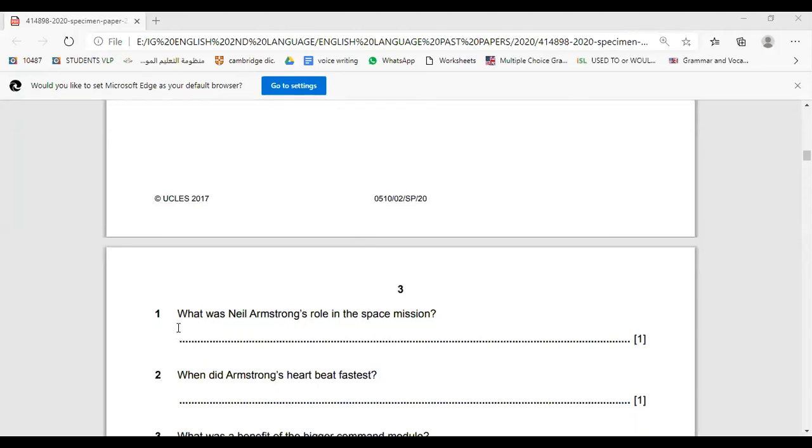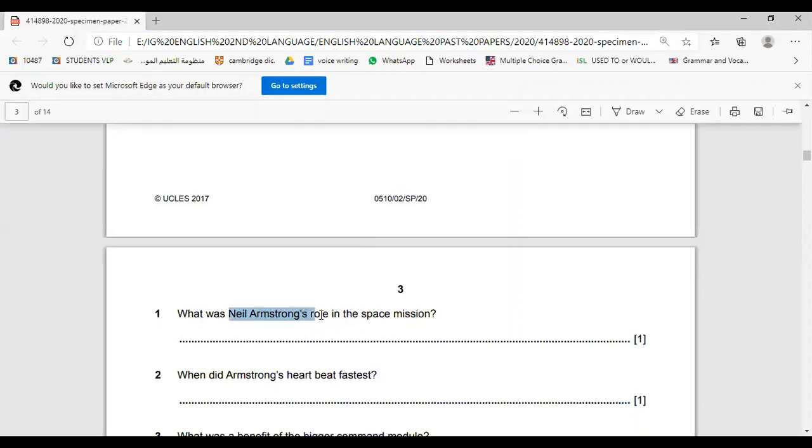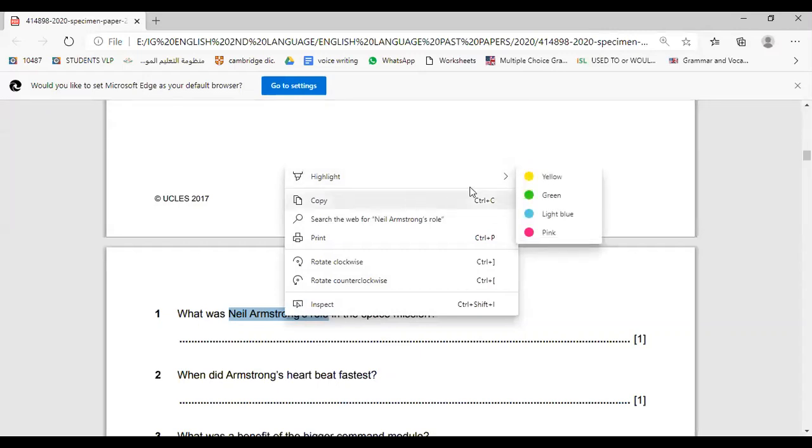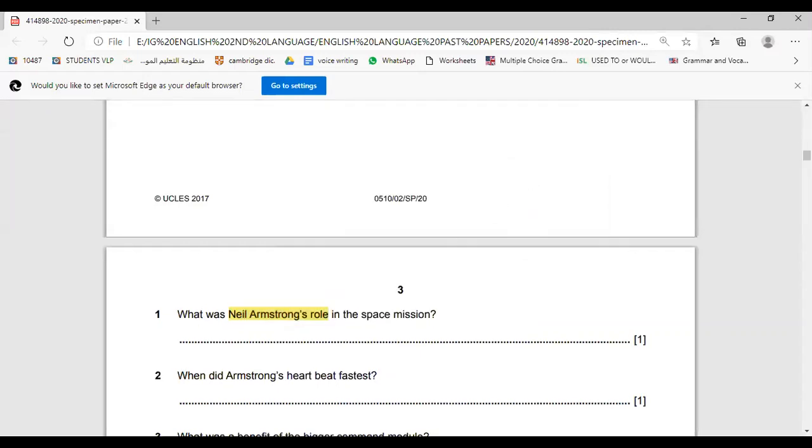answers. The first question says, what was Neil Armstrong's role in the space mission? Role is like job, is like part, it can be many things, but this is, okay, what was Neil Armstrong's role in the space mission? So I need Neil Armstrong's role. This is very important. His job on the space mission as well. Someone can say, Mr., I need to highlight because he may have more than 1 job and I need it.